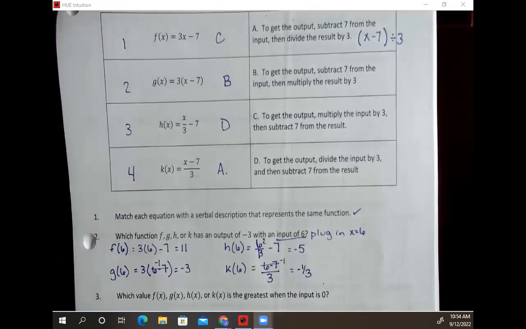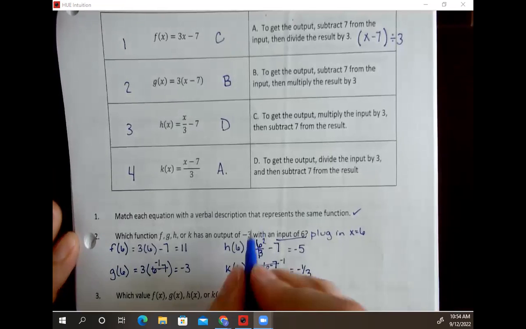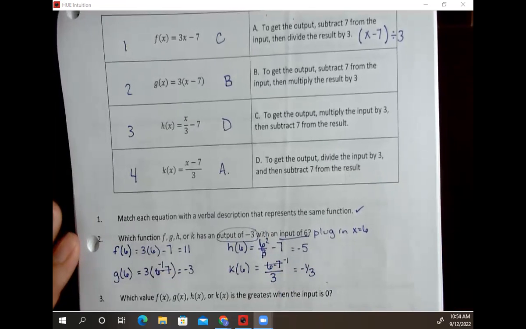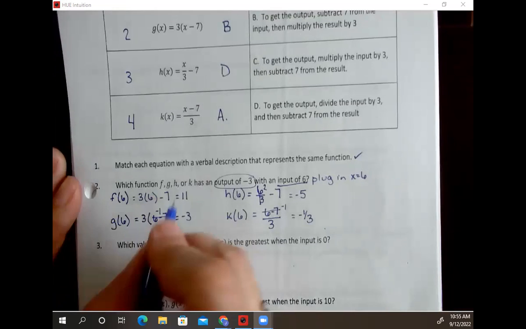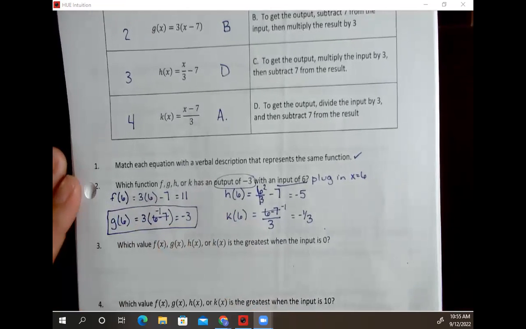So we just practiced taking an input and plugging it into a function. Okay, 4 times we just did that. Now this asks me which function has an output of negative 3 when the input is 6. So g has an output of negative 3 when the input is 6. Very good.